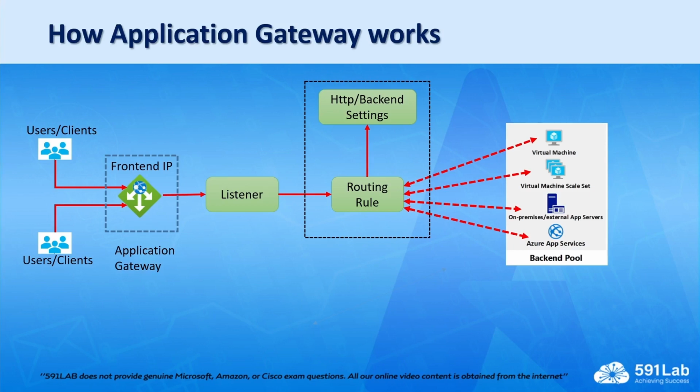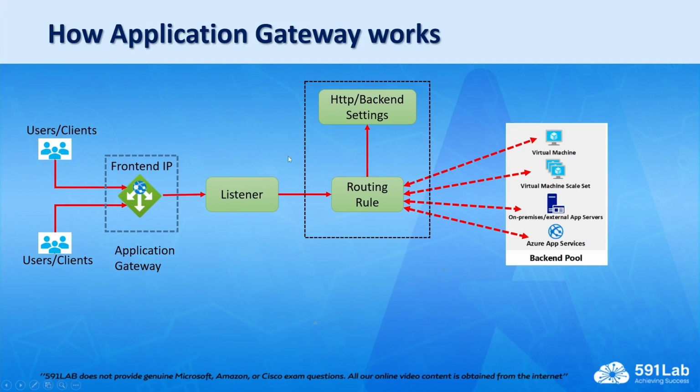Now, in step 3, the request at the front end is received by a listener. The listener is the next component inside the application gateway. It is a logical entity that checks for incoming connection requests. Before you use an application gateway, you must add at least one listener. There can be multiple listeners attached to one application gateway, and each listener can receive different requests.